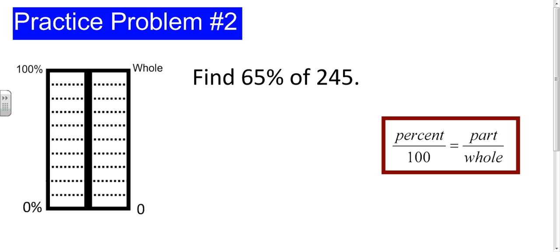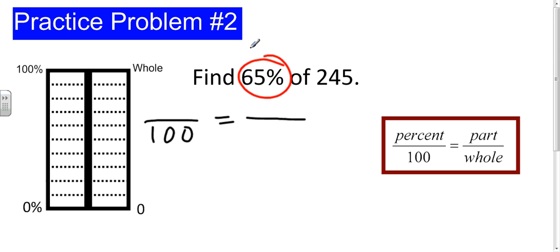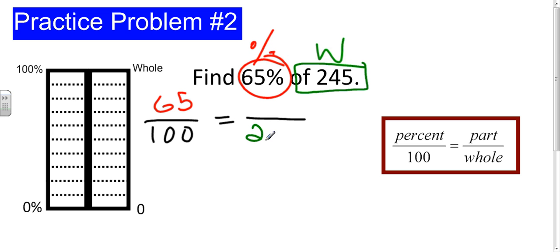Next, you want to find 65% of 245. So again, I'll set up my proportion. Percent over 100 is equal to part over whole. This is my percent here, 65%. It's labeled there, of 245. Keyword of is telling me that this is the whole here. And find, I need to look for the part. That's what I don't know. So I put my percent over 100, 65 over 100 equals the part over the whole. The whole is 245, and the part, that's what I don't know yet.